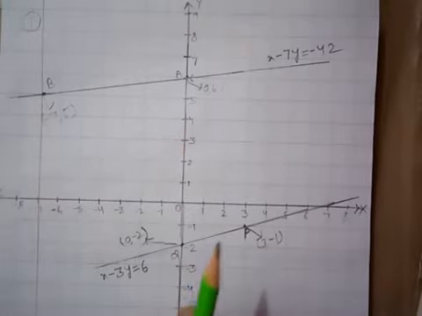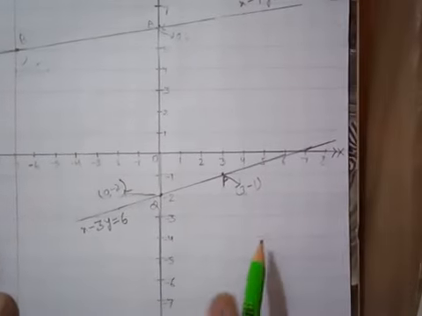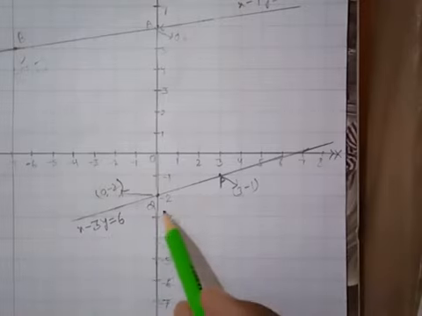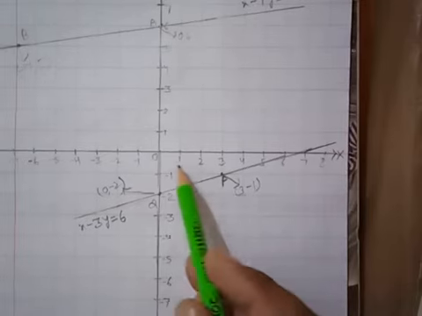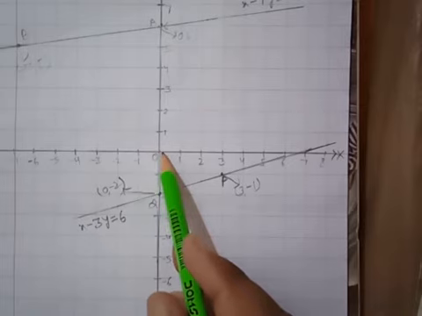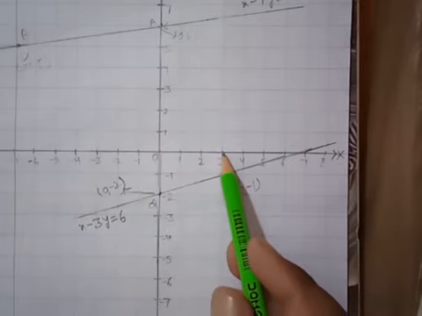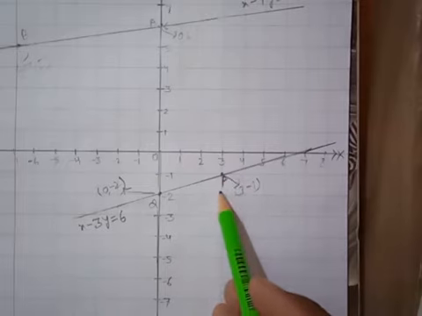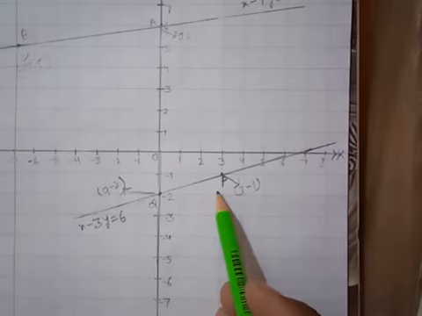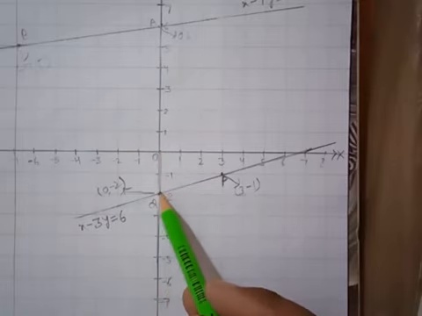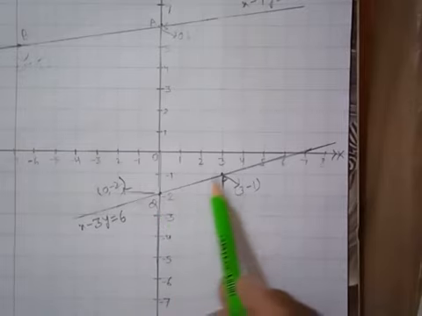Now for the second equation, x minus 3y equals 6, we have 2 points P and Q. P is 3 comma minus 1. To represent it, go 3 in the positive direction of the x-axis, 1, 2, 3, and minus 1 in the negative direction of the y-axis. This is point P. The second point is Q, 0 comma minus 2: x is 0, minus 2 means minus 1, minus 2. This is point Q. Join P and Q, and we get a line.